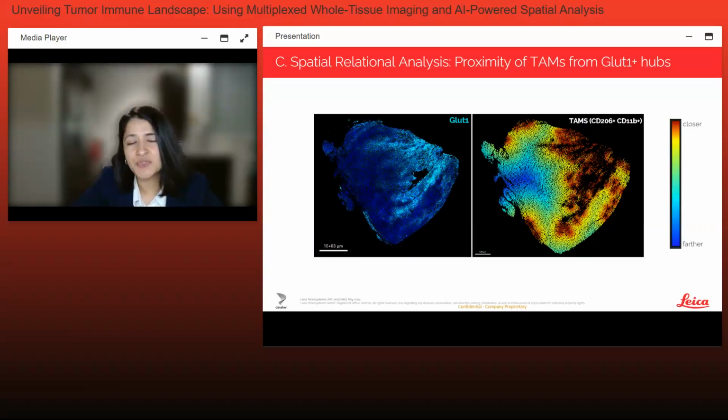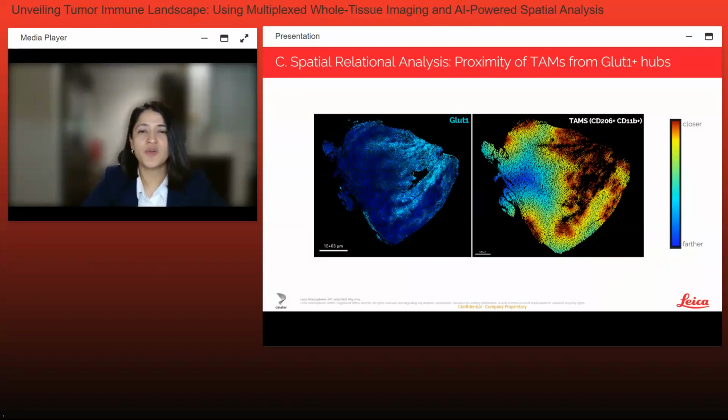Finally, since TAMs or M2-like macrophages were among the major immune cell populations expressed in the tissue, we also performed this spatial relational analysis on AVIA, where we estimated the distance between all cellular objects that are GLUT1 positive to all objects in the macrophage category. And spatially, here we see a heat map of those distance relations, and it clearly shows the close proximity of TAMs to GLUT1 regions, almost creating kind of hubs of macrophage populations that are localized in these GLUT1 high or GLUT1 rich regions.